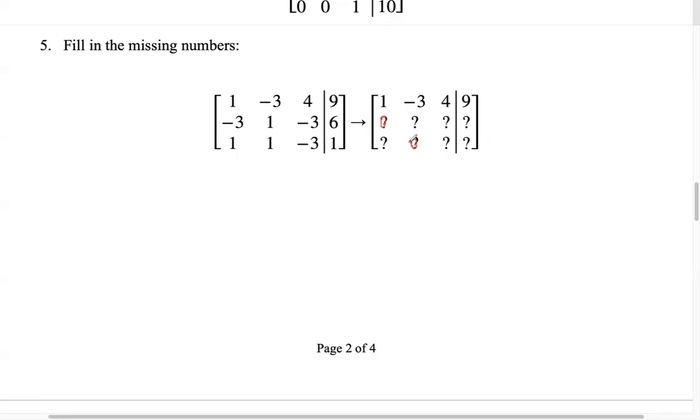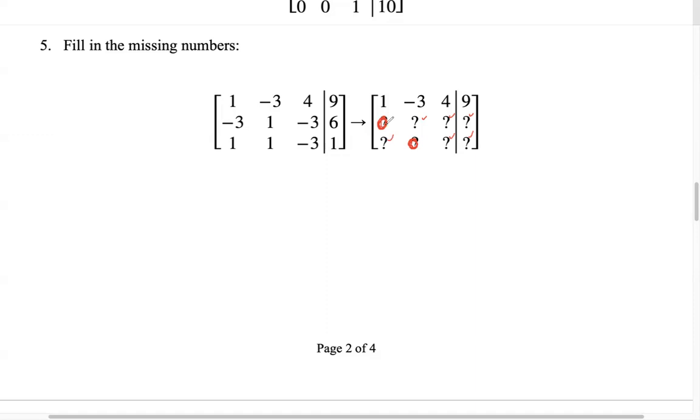Then you have to perform the corresponding operations. So I'm changing this one to be 0. I'm changing this one to be 0. So we need to find this number, this number, this number, this number, this number, this number accordingly.